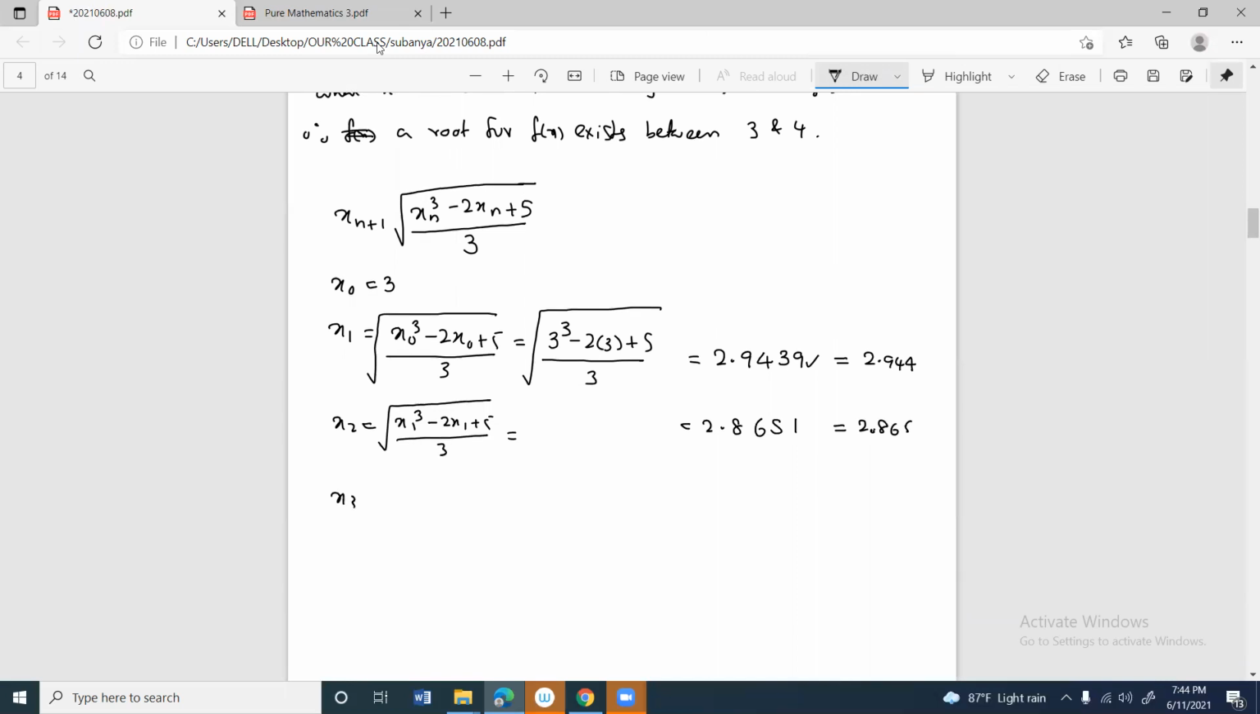Then x3. I'm just not going to substitute over here, but if you want, I can write it: 2.9439 cube minus 2 times 2.9439 plus 5 divided by 3. The next answer is 2.7561, so the answer is 2.756. These two are not similar. Therefore, you have to go further. x4 is 2.6092, so 2.609. Then x5.